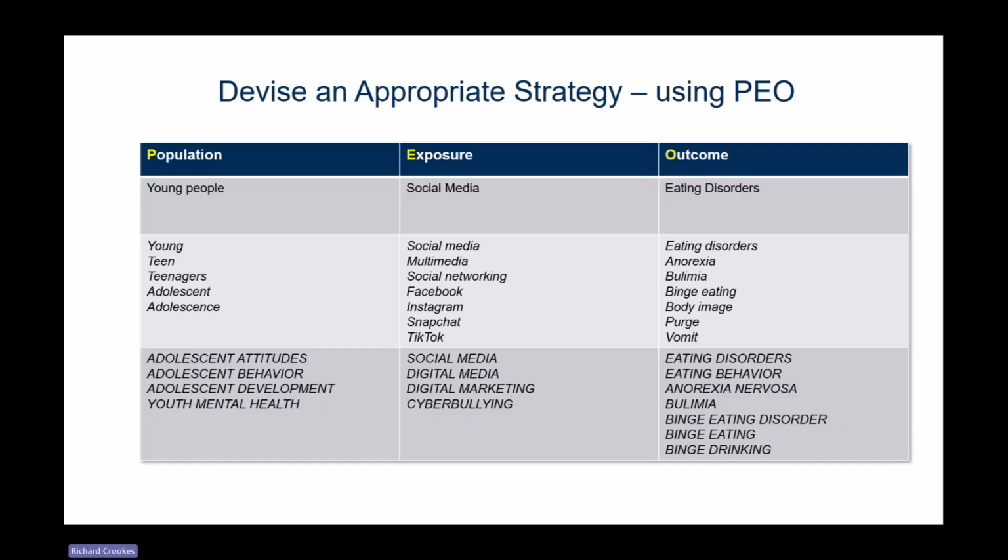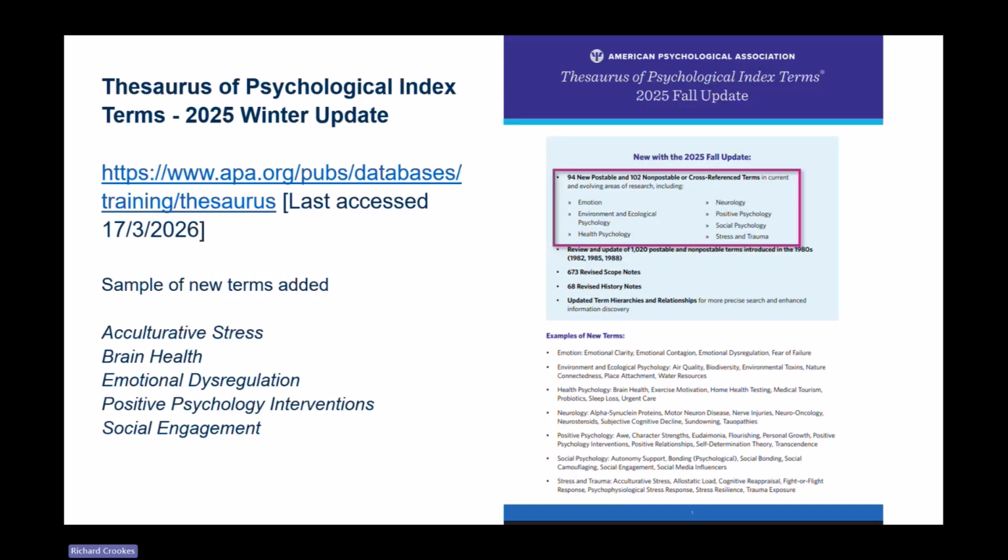And then with the outcome, again, we've got the general eating disorders, eating behavior, but then we've got the specific conditions like bulimia, binge eating disorder, binge eating, binge drinking, and so on. So really, this is where we're kind of considering what free text terms we should enter into APA PsycInfo to find relevant results, and likewise to combine that with the APA Thesaurus terms. So we'll look at that in both instances live in a moment.